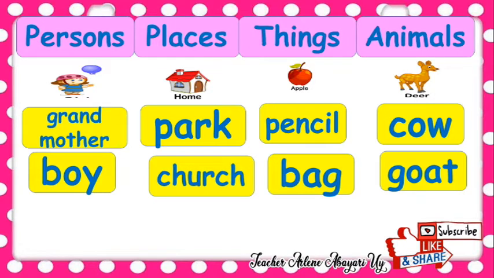Let's read once more. The column for person. We have grandmother and boy. What about for the places? We have park and church. What about things? We have pencil and bag. And for the animals, we have cow and goat.